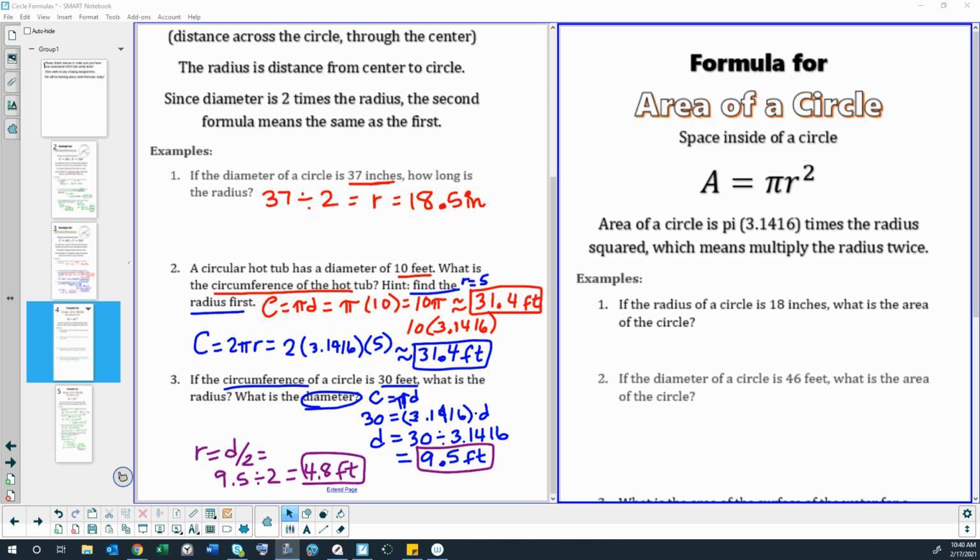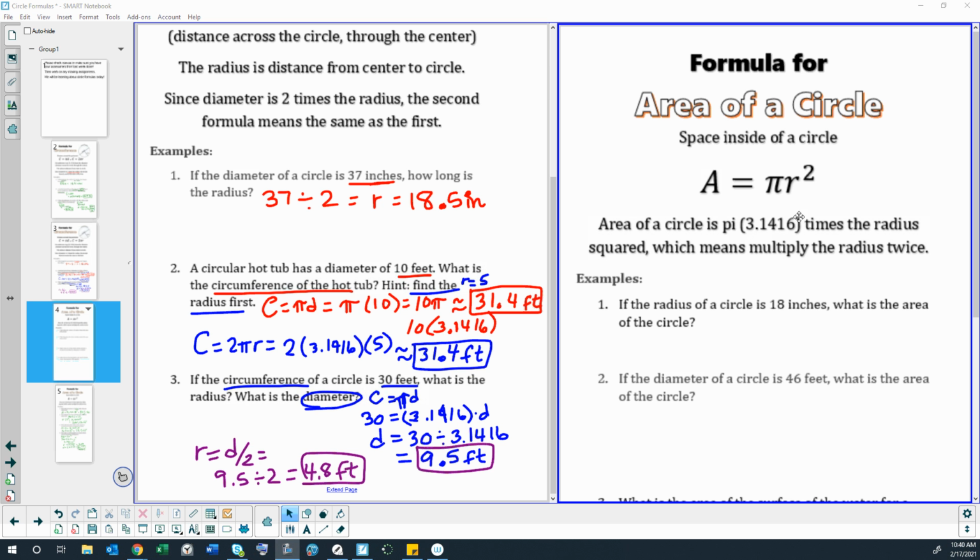Okay, formula for the area of a circle. The area of a circle is the space inside of a circle, how many square units of space we have within the circumference. So the formula is pi times the radius squared.